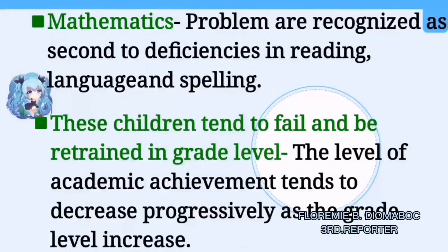Next is mathematics. Problems are recognized as second to deficiencies in reading, language, and spelling. These children tend to fail and be retained in grade level. The level of academic achievement tends to decrease progressively as the grade level increases. So they find their studies to be more difficult as they go up the grades.